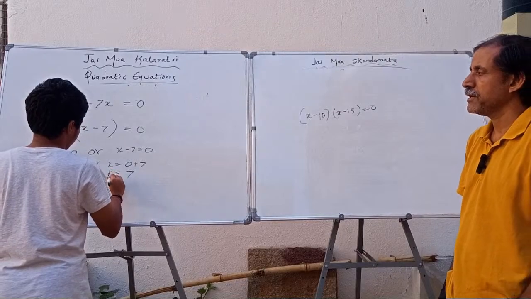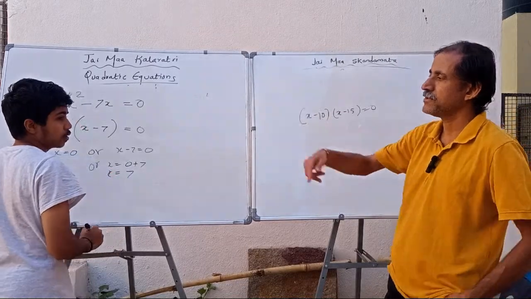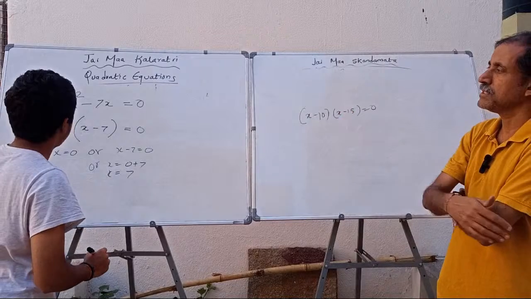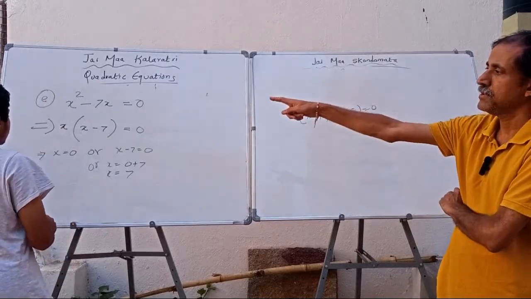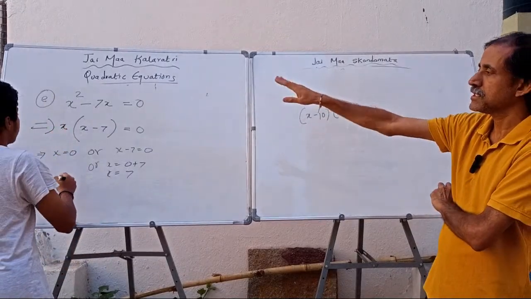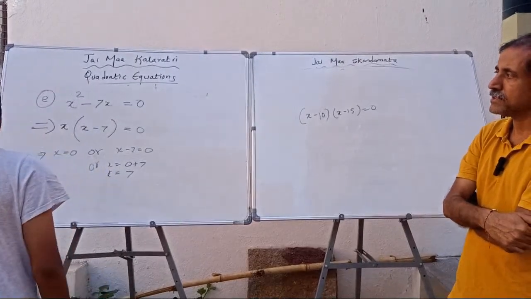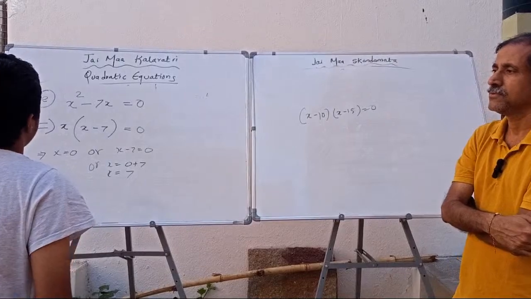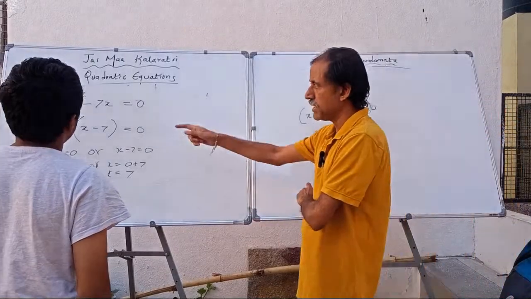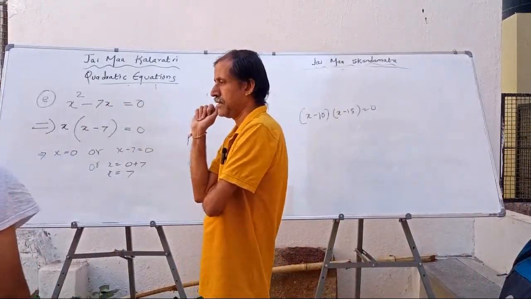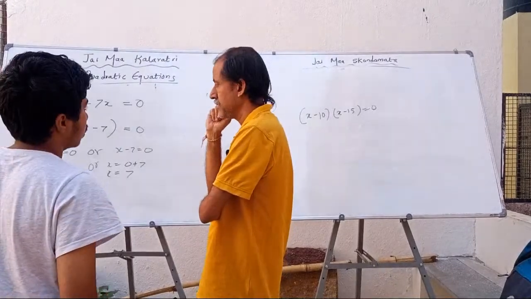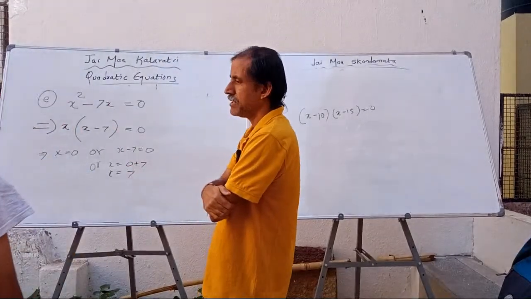Correct. So what are the possible values of x for which this equation will be 0? 0 and 7. Can you put 0 and see whether the top is 0? X is equal to 0. Just mentally calculate. 0 square minus 0 is 0. 0 square minus 7 into 0 is 0 only. Maybe minus 7. No, try 7, no, put 7.